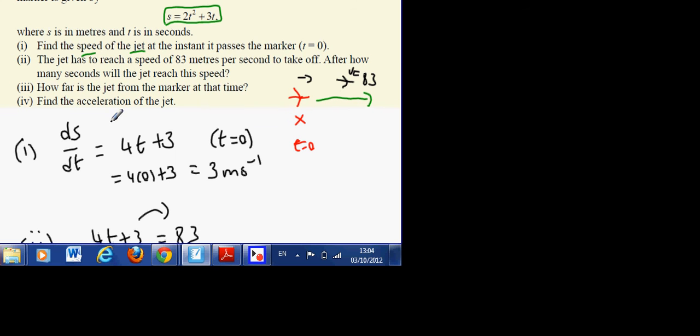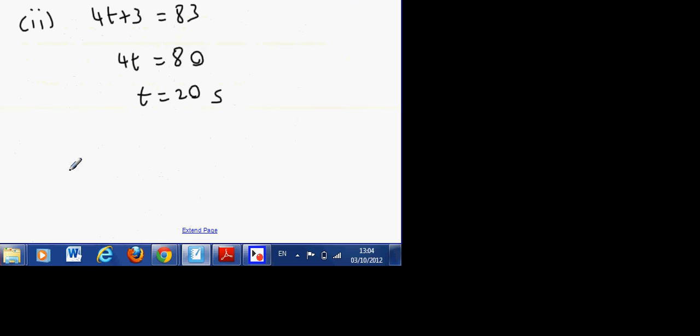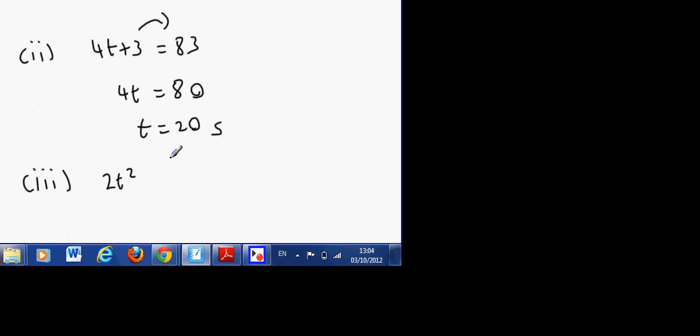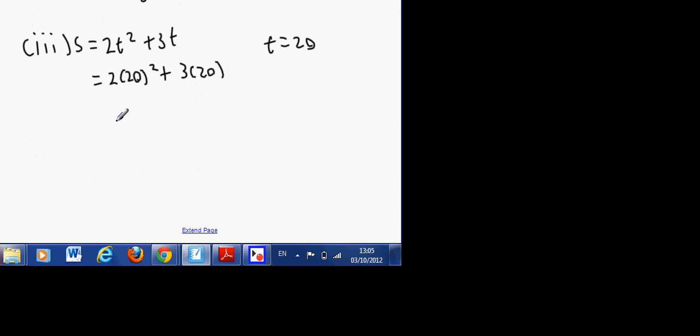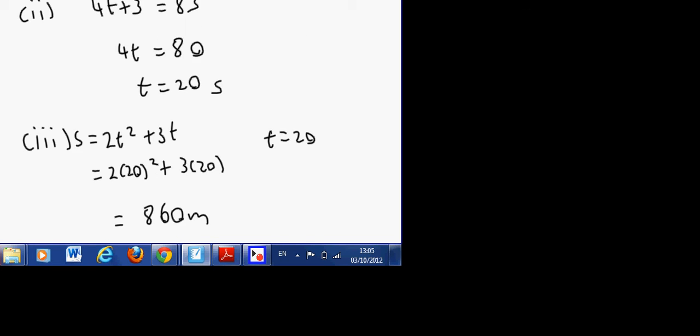Okay? Finally, how far is the jet from the marker at this time? How far is a distance question. And as we said about the distance, it's 2t squared plus 3t. We now know that the time it takes to reach 83 meters per second is 20 seconds. So all we have to do is replace in 20. 2 times 20 squared plus 3 times 20, and that is 860 meters. 860 meters, okay?